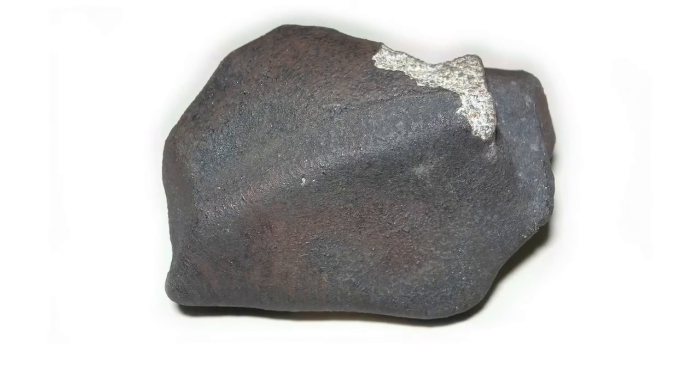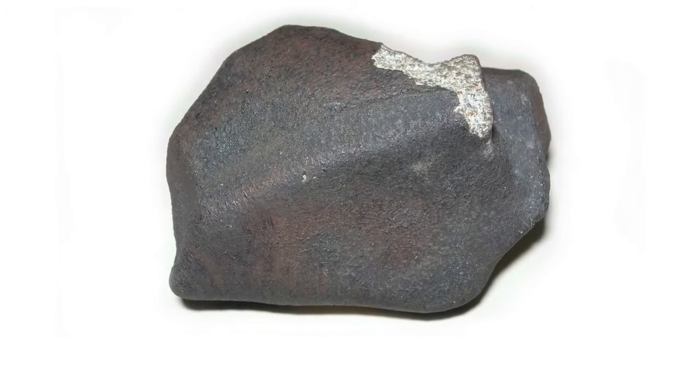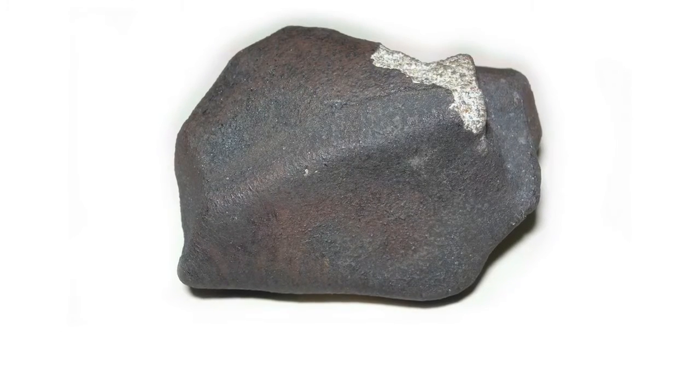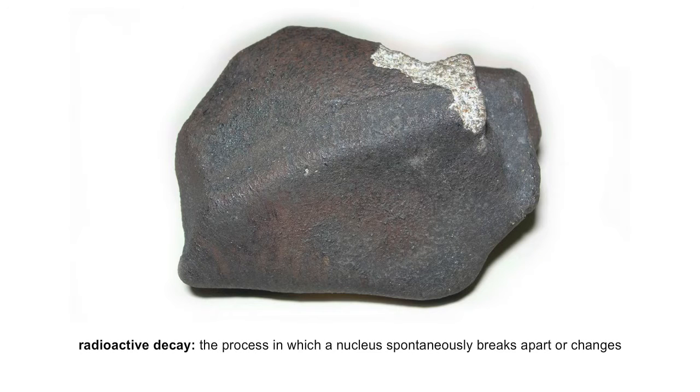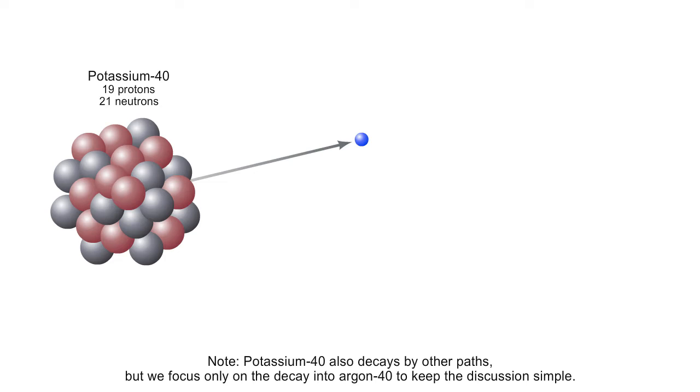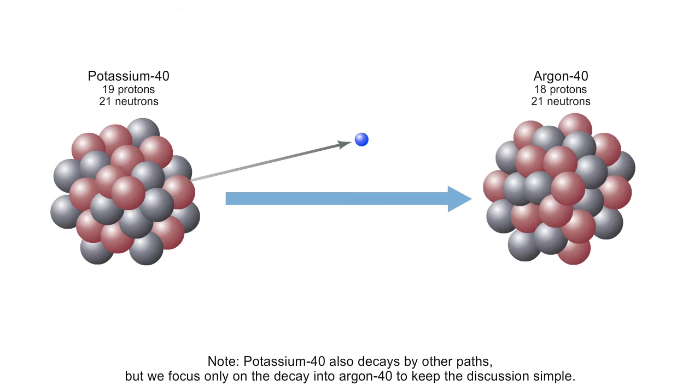The method works because some isotopes are radioactive, which is a fancy way of saying that their nuclei sometimes undergo a spontaneous change, or decay. Decay changes one element or isotope into another. For example, the radioactive isotope potassium-40 can decay to become argon-40 when one of its protons changes into a neutron, emitting an electron in the process. We say that potassium-40 is the parent isotope, and argon-40 is the daughter isotope.